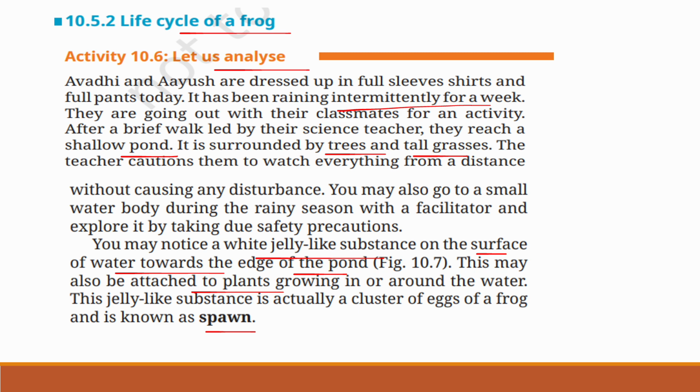When you go to a small water body during the rainy season, you can notice a white jelly-like substance on the surface of water towards the edge of the pond. This jelly-like substance may also be attached to plants growing in or around the water. This jelly-like substance is actually a cluster of eggs of a frog. It is known as spawn.